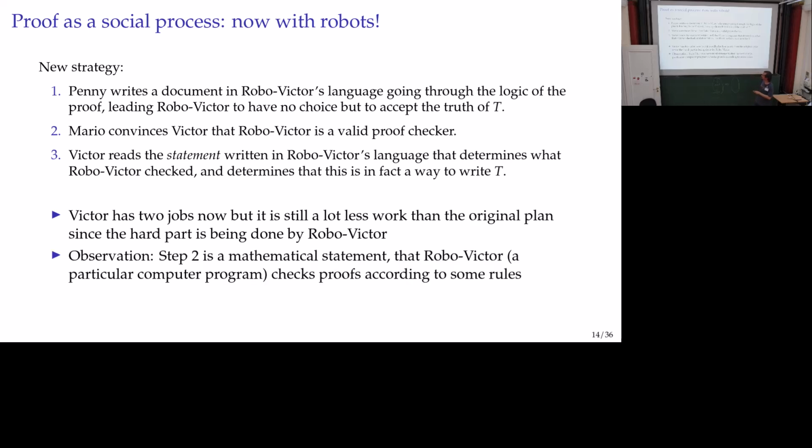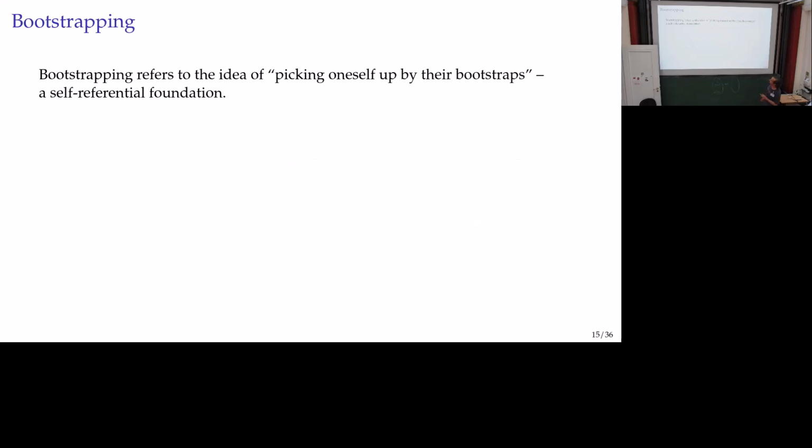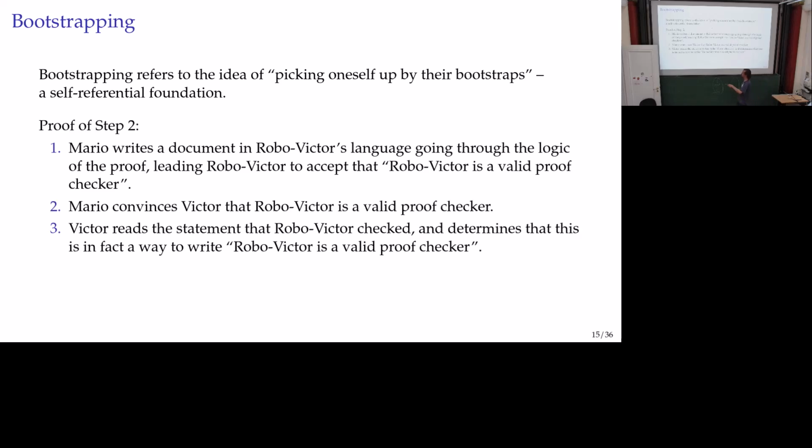And again, the observation is that step 2 here is a mathematical statement that some particular computer program checks proofs according to some rules. So it sort of fits within the same scheme as what I've been showing. So this leads us to the idea of bootstrapping. For those who don't know, bootstrapping refers to the idea of picking oneself up by the bootstraps, the sort of image of lifting oneself up by just picking yourself up by your bootstraps. It's a self-referential foundation. So now we're going to play this whole thing where we prove step 2 using the same scheme as the full 3-step process.